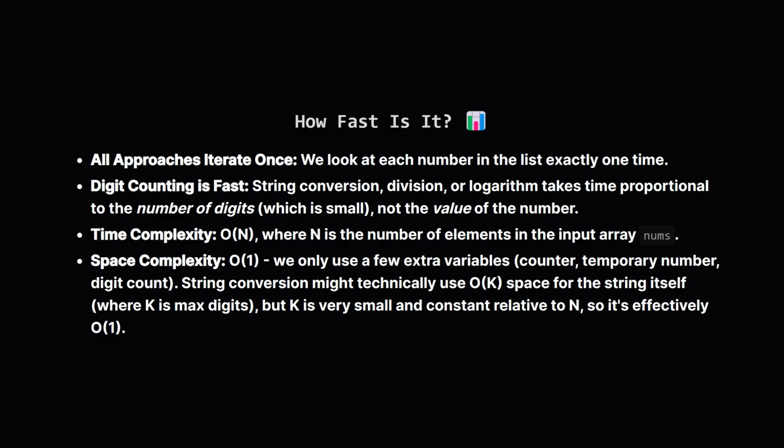What about memory? We're only using a counter variable, and maybe a temporary variable or two inside the loop. We're not creating large extra data structures. So the extra space we use is constant, which we call big O of 1 space, or order 1 space. All these methods are very efficient.